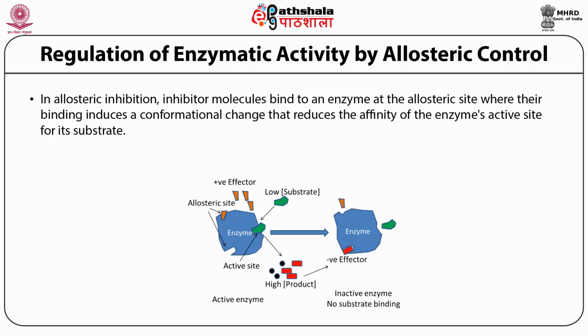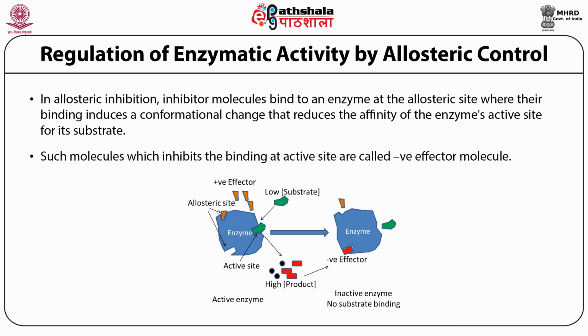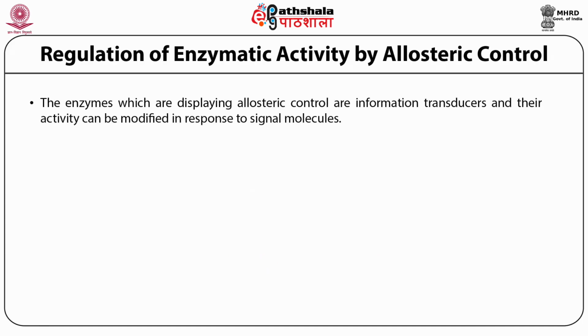However, if the effector molecule, when it binds, changes the active site conformation in such a way that the substrate cannot bind to the active site, then it is called a negative effector molecule. The binding of the effector molecule reduces the affinity of the active site for the substrate, and because of this reduction in affinity, the substrate cannot bind to the enzyme. Such molecules which inhibit the binding of substrate at the active site are called negative effector molecules.